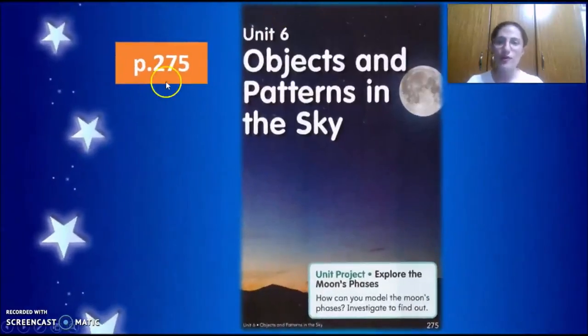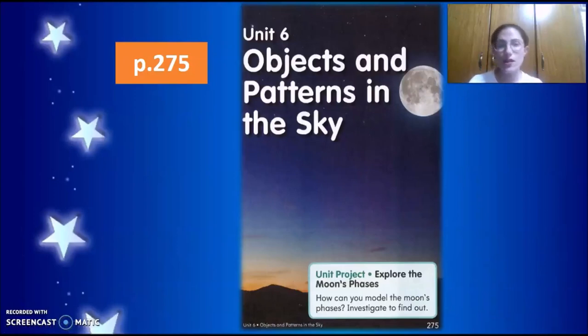We open our books to page 275. Unit 6, Objects and Patterns in the Sky. Are you guys ready? Now, whenever we say objects, they are the things that we see in the sky, such as what? Let's take a minute to observe this picture. Such as what? Excellent, such as the moon. Great, what else? Excellent, such as the stars. So these are objects that we see in the sky. And we're going to study about the patterns, things that are being repeated in the sky, okay?